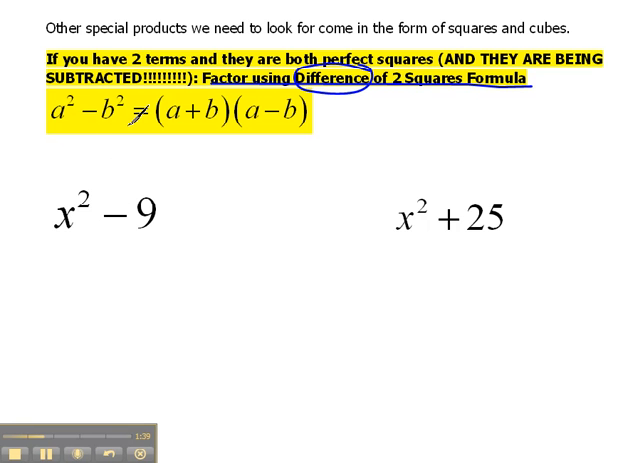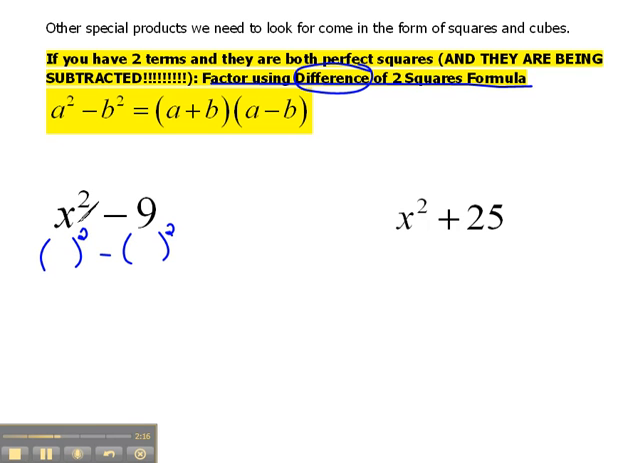So in that case we have a formula or a pattern that we follow. The pattern says, whatever you've got that's being squared minus the second item that's being squared will factor into your first plus your second times your first minus your second. Now, in order for us to see exactly what A and B are, we really need to have it in the form of something being squared minus something being squared. So I like to write it out like this first.